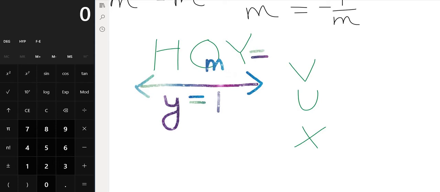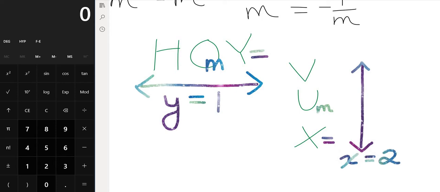Now for the VUX. VUX means if you have a vertical line, the slope is undefined, and it's an x equals line. So this equation could potentially be x equals, let's say, 2. So let's take a look at our graph and see what that would look like.